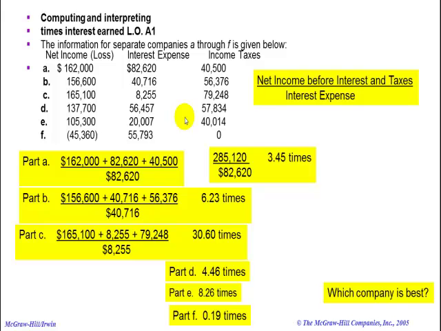Now, which company is doing the best job? Well, the one that the bank likes the best is the one with the highest ratio, which is this C.